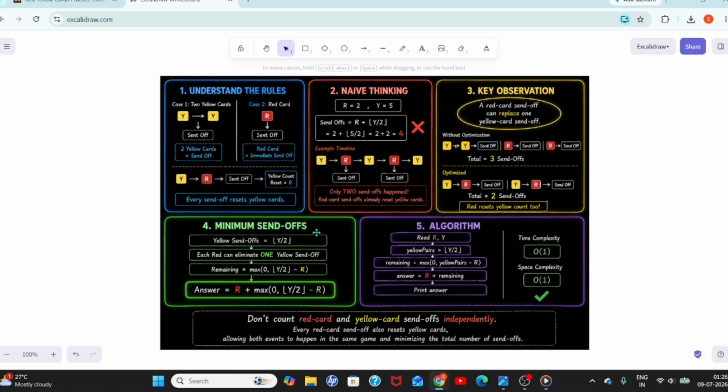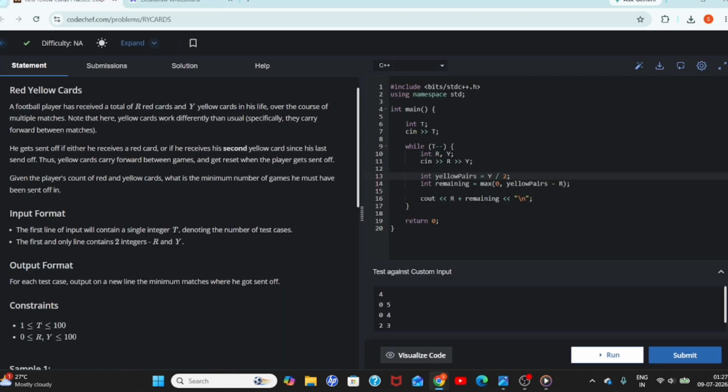So what will be the minimum sent off formula? First we will count the yellow sent offs, that will be floor of Y by 2. Then we will calculate the remaining, that will be maximum of 0, floor of Y by 2 minus R, as I have already explained here. And the overall answer will be R plus the remaining part, because we cannot optimize the count of red cards, right? So let's move to the code editor and understand the code. So here we have yellow pairs, that will be Y by 2, and remaining is maximum of 0, yellow pairs minus R, and we will sum it up like R plus remaining, and that will be our answer.